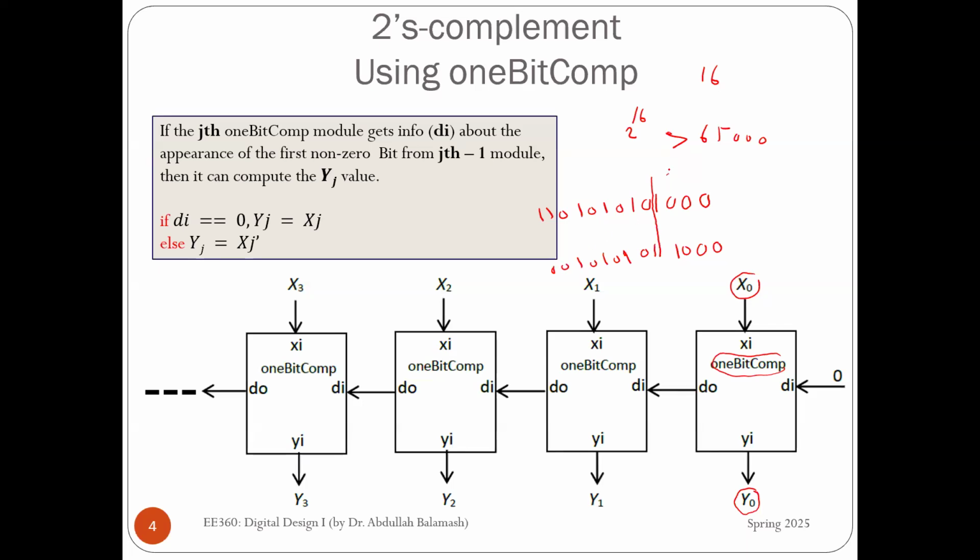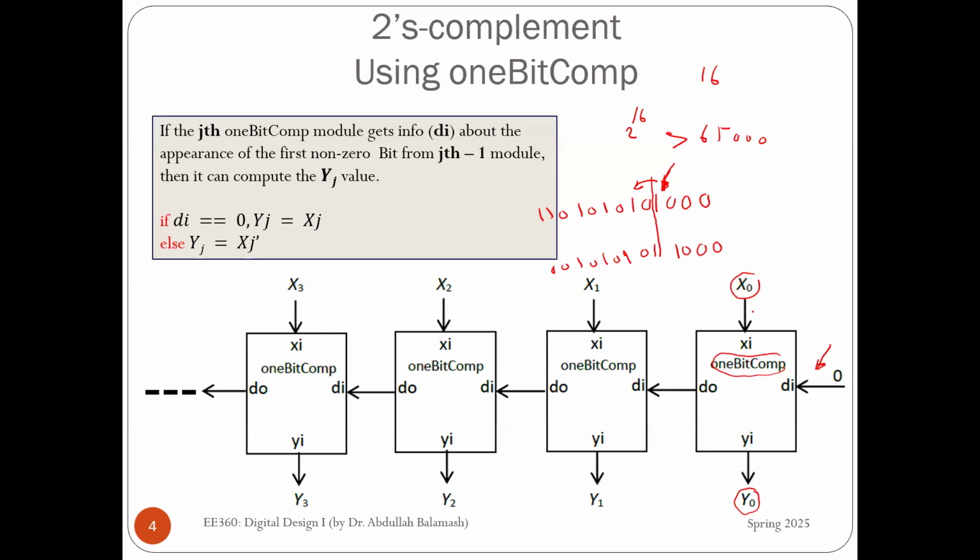This depends on the first non-zero here. After this first non-zero appears, the output will be the opposite of the input. Before that, the output will be the same as the input. So for this 1-bit comp to compute the correct Y, it needs to know if the first non-zero already happened or not. And this information can be conveyed as an input here.